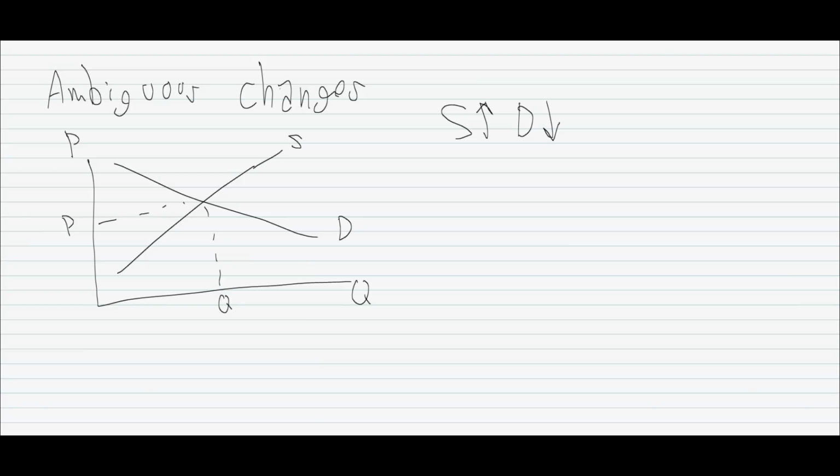So let's draw that. Demand decreased, supply increased. Technically, this is where we should be, right? Producing the same quantity, but at a lower price. That's where we should be. But there's something called ambiguous changes.